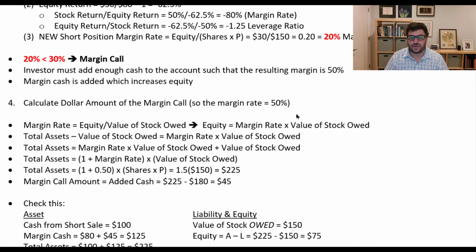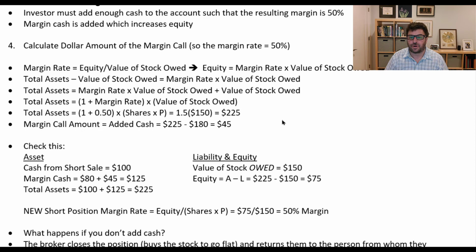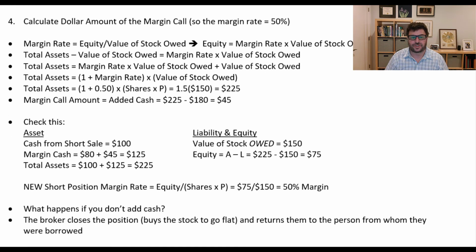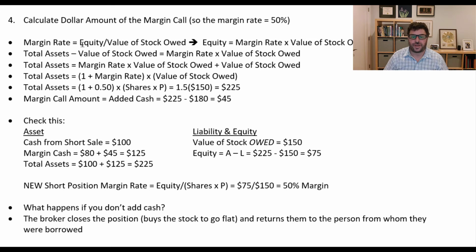So let's calculate the dollar amount of the margin call so that the resulting margin rate is equal to 50%. Remember, the margin rate is going to equal the equity divided by the value of the stock owed. We're going to do a bunch of goofy algebra here to get the margin call amount. Total assets minus the value of the stock owed, that's equity. The margin rate times the value of the stock. We're going to do a bunch of substitutions, and I'm going to end up with this idea that the total assets needs to be 225. So the margin call amount is going to be 225 minus 180. I'm going to have to add $45. And so the idea is that the margin cash before was $80, but now I need to add another $45.